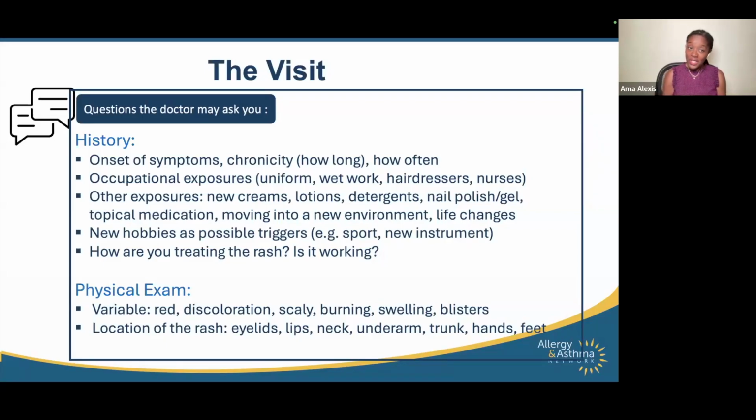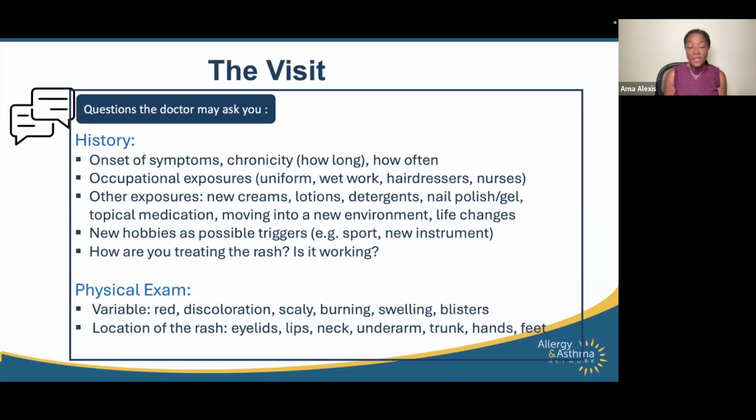And then we also would like to know whether you are treating the rash. Is anything helping? And often what I hear is that patients get better when they treat the rash, but then it comes back because they keep exposing themselves to that allergen. Well, on exam, we can again see redness, we can see discoloration, scaling.